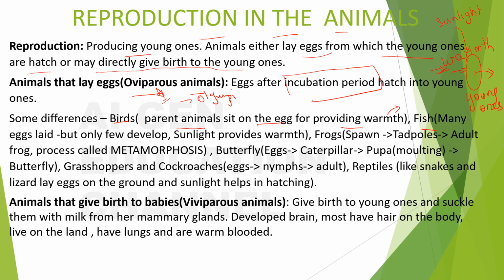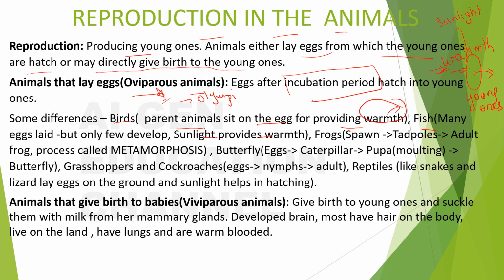And about the fish, what does fish do? Fish will lay many eggs at a time, but only a few will develop. The others will be gone or eaten by other animals. This fish will lay eggs in the water. And how about the warmth? Sunlight provides the warmth. Here the concept of warmth is so important for the egg to successfully hatch into young ones. That is the reason I am stressing the word warmth again and again.